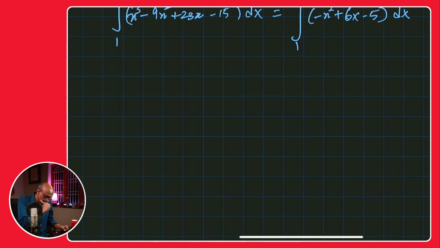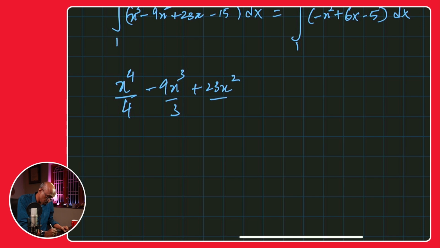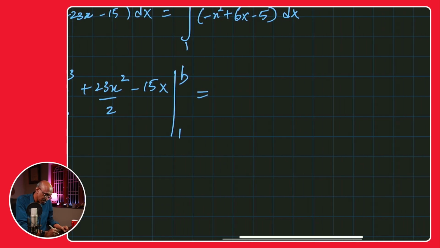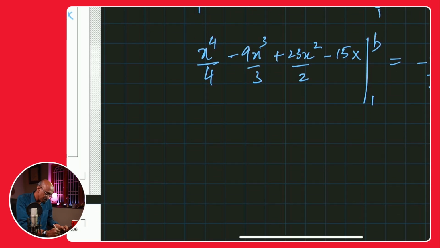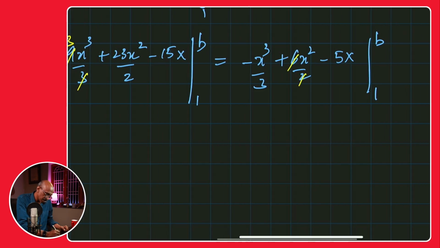Left-hand side, when you integrate, you're going to get x to the power of 4 over 4 minus 9x cubed over 3 plus 23x squared over 2 minus 15x. That's on the left hand side. Let's put that vertical bar, 1 to b, is equal to what's happening on the right hand side: negative x cubed over 3 plus 6x squared over 2 minus 5x, again being evaluated between 1 and b. Okay, let's simplify this wherever possible. This is 3, this is 3, on the right hand side you've got 2, and that's 3.